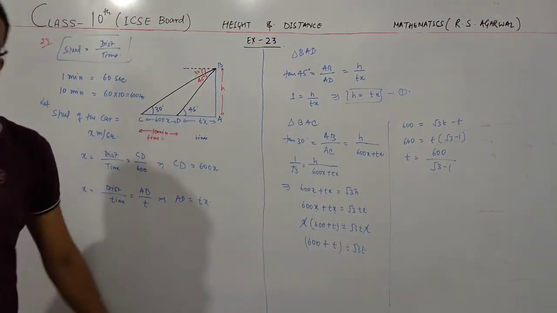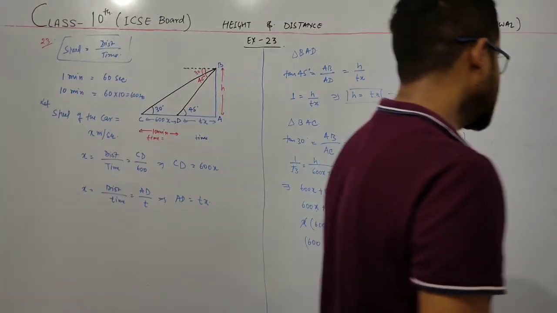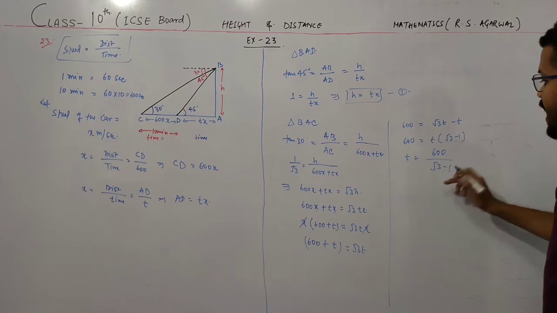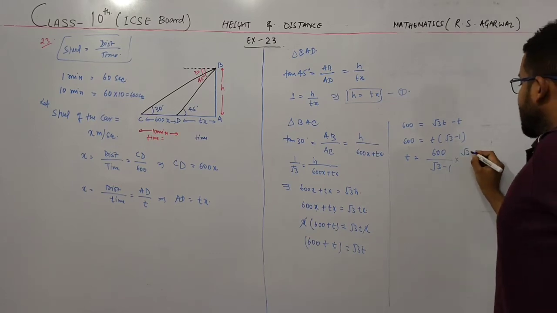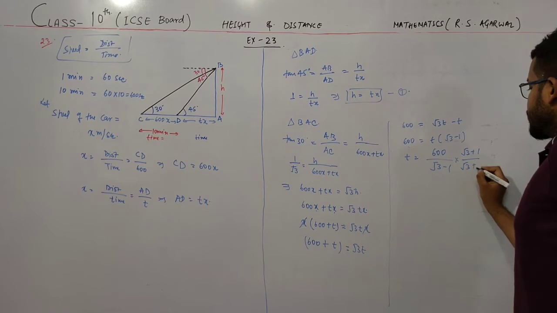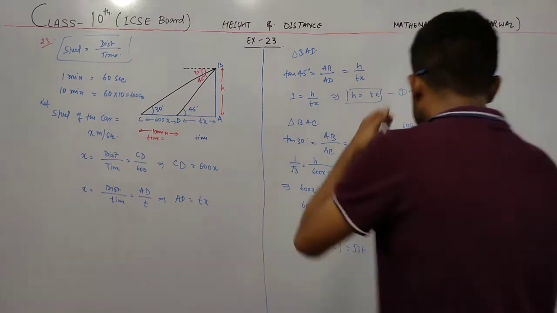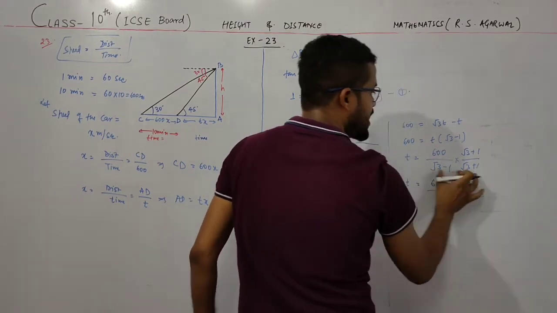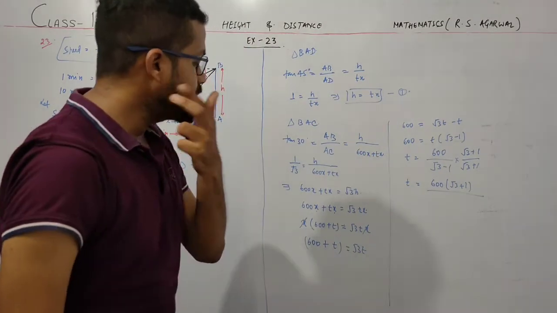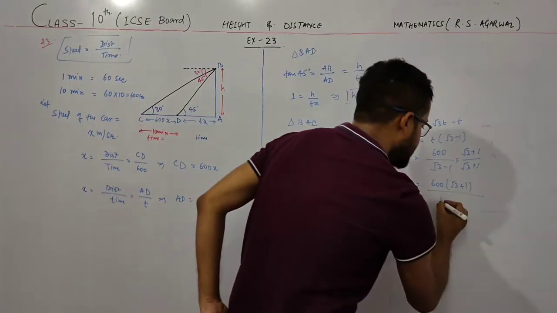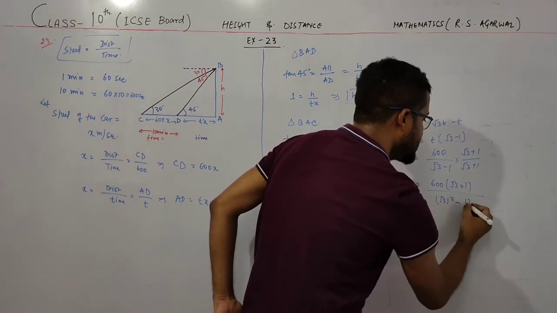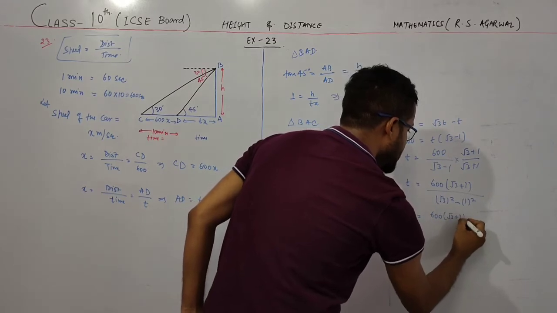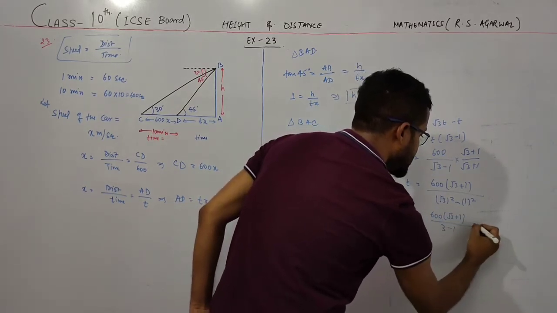Again in the denominator there is a root value, so we have to rationalize this. And how do I rationalize this? Simply take the opposite sign of this whole term and multiply in the numerator as well as denominator. So I write root 3 plus 1, root 3 plus 1. So t is equals to 600 root 3 plus 1, and this is a minus b and this is a plus b. So a minus b, a plus b is equals to a square, which is root 3 square, minus b square, which is 1 square. So t is equals to 600 root 3 plus 1 upon, this is 3 minus 1.